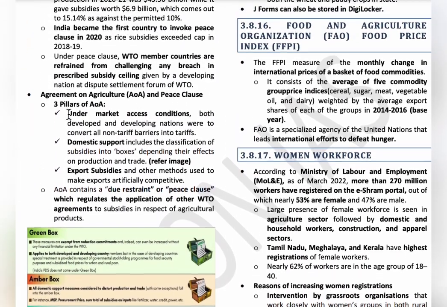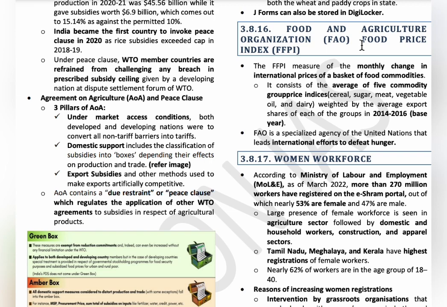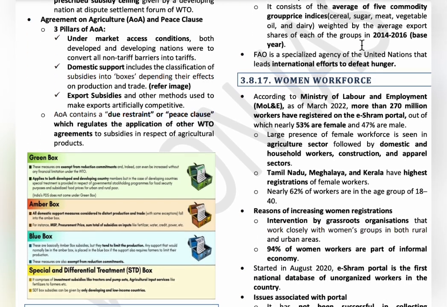Next is Food and Agriculture Organization Food Price Index. So the Food and Agriculture Organization Food Price Index, FFPI, measures the change of international prices of food commodities. It measures the prices of cereals, sugar, meat, vegetable oil and dairy. As per the index, the average prices have increased. On the other side, FAO, that is Food and Agriculture Organization, is a UN special agency which makes international efforts to defeat hunger. The next topic is women workforce.